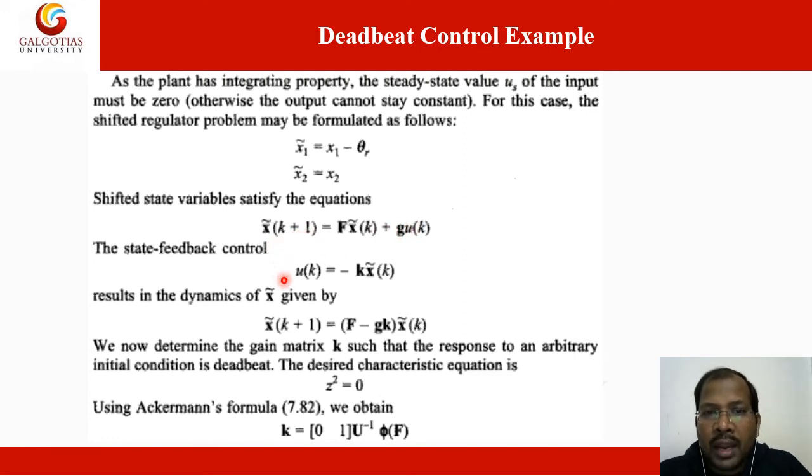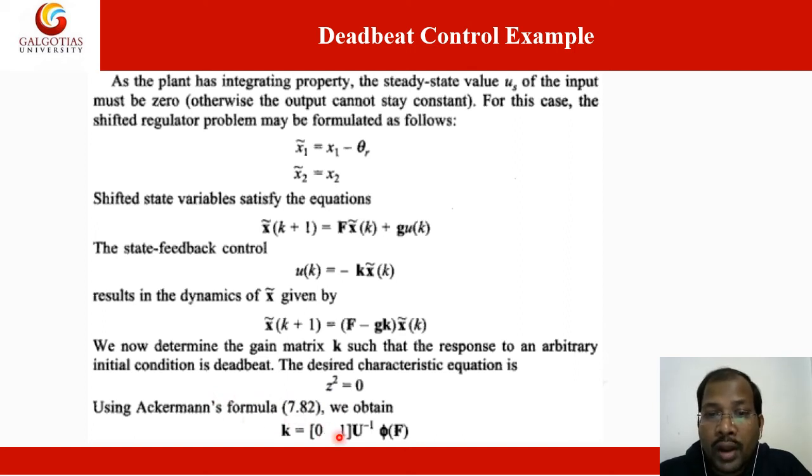Here we have to put in the state feedback controller, where K is of this form, and K is what we have to select. When we put this equation into this equation, after solving we get the form F minus GK. So we have to solve for GK. We have to design the deadbeat controller, so we consider all the poles lying at the origin. We get z squared equal to 0. This is the desired characteristic equation. You can compare with this desired characteristic equation to calculate the value of K, or you can also calculate it using the Ackermann formula.